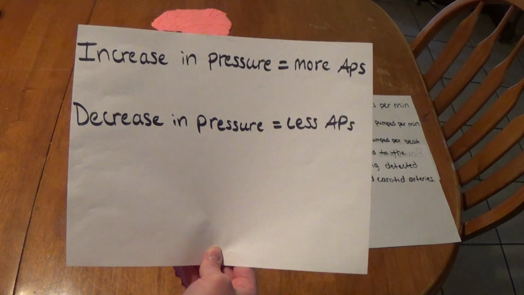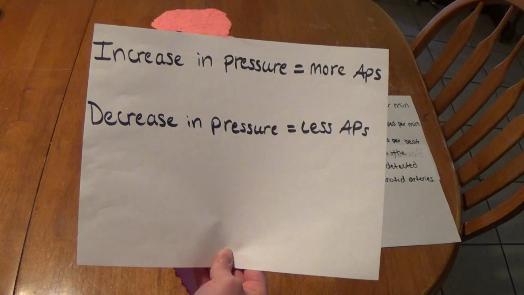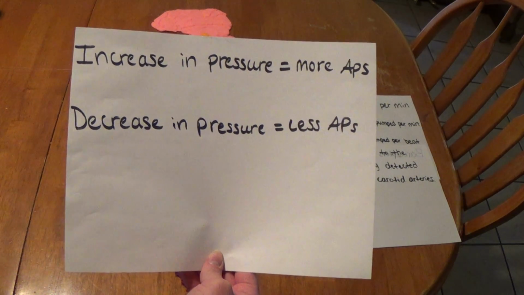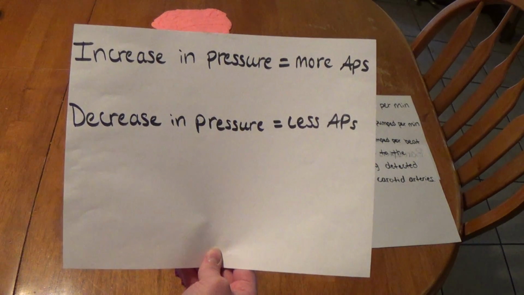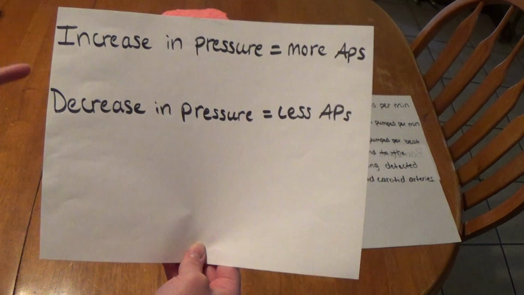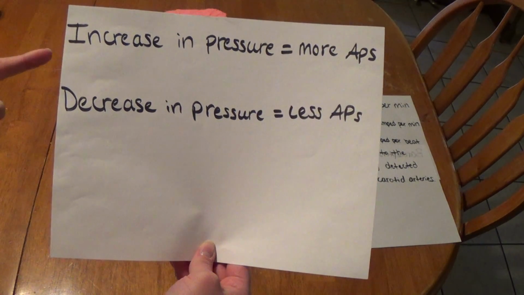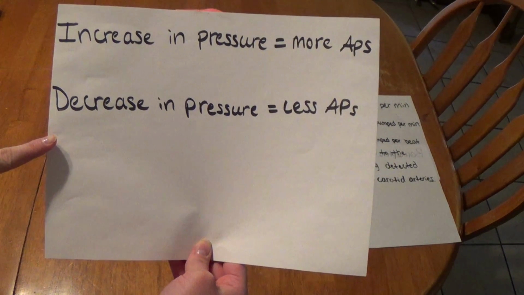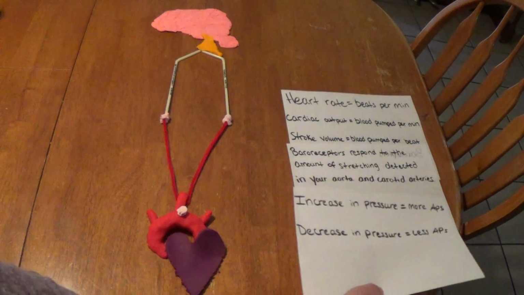On the contrary, if your blood pressure goes down, the stretching is going to happen less than before, and the number of action potentials your body fires per minute will be less. So an increase in pressure is going to cause more action potentials to fire. A decrease in pressure is going to cause less action potentials to fire.